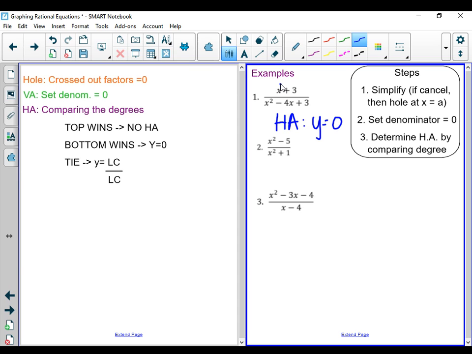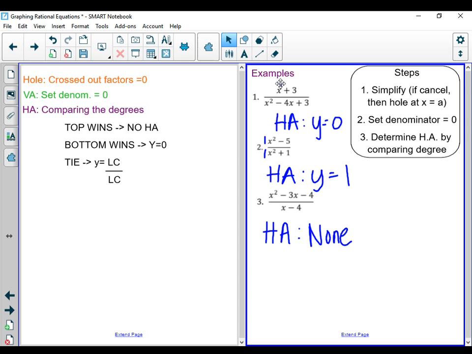Who has the highest degree on number 2? The tie. Let's share our leading coefficient. So this is a 1 and this is also a 1. So 1 over 1 just gets me 1. Okay. Who has the highest degree on number 3? Top. No way. Top can't win. Okay. So I would put none.